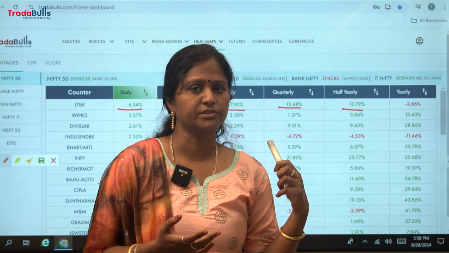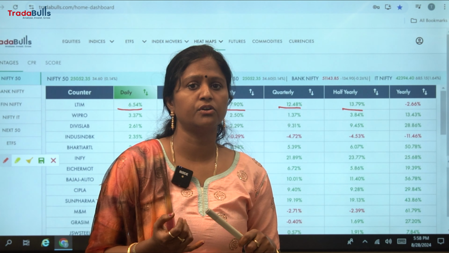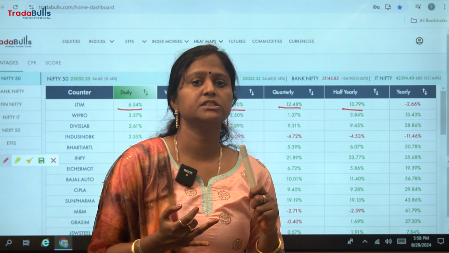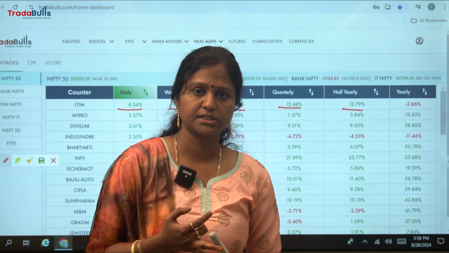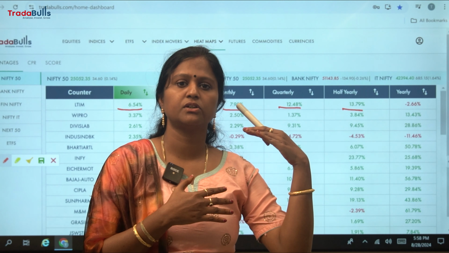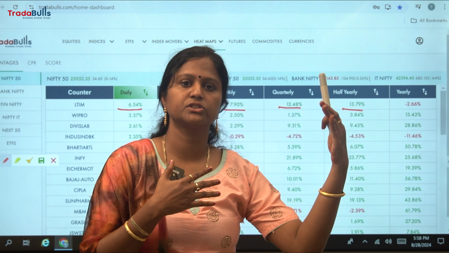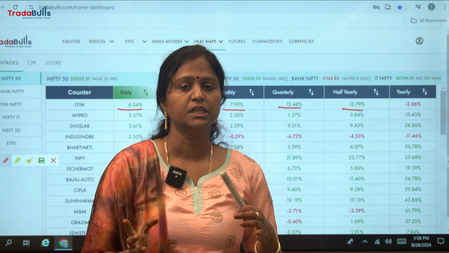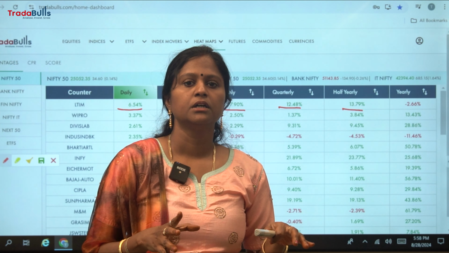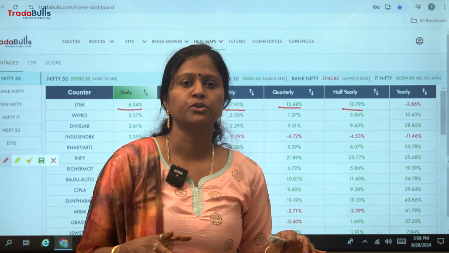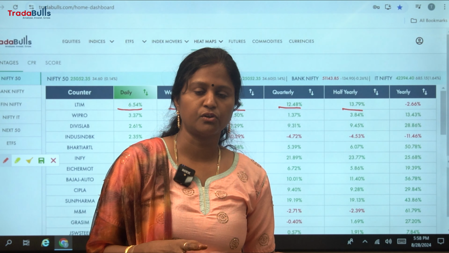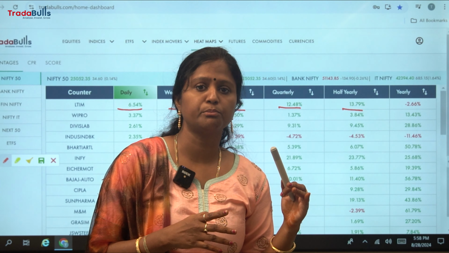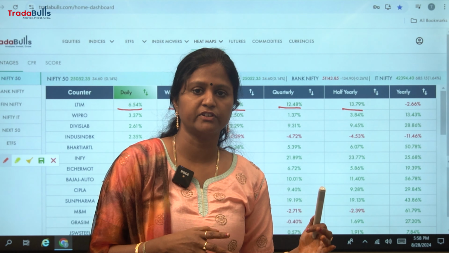Our application will really help you, based on the index movers and heat maps, to check which is on the upward side, which is going on the higher range, which is on the lower range, which is in the positive direction, and which is on the negative contribution. This gives you an analysis where you can take the right decision on when to book profits or when to invest.